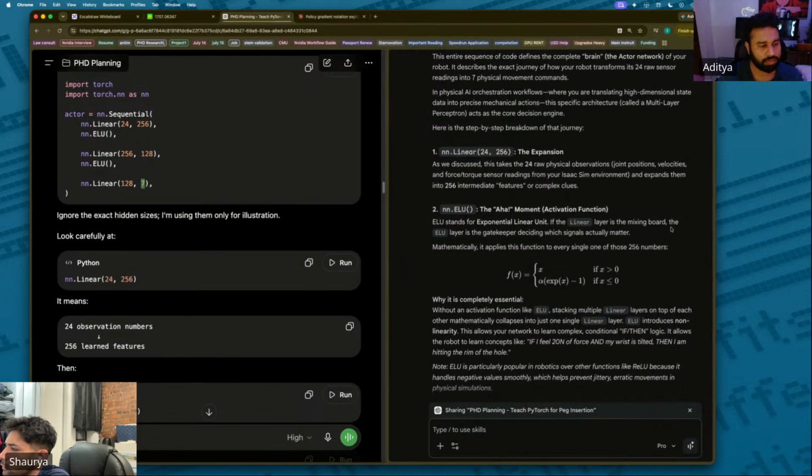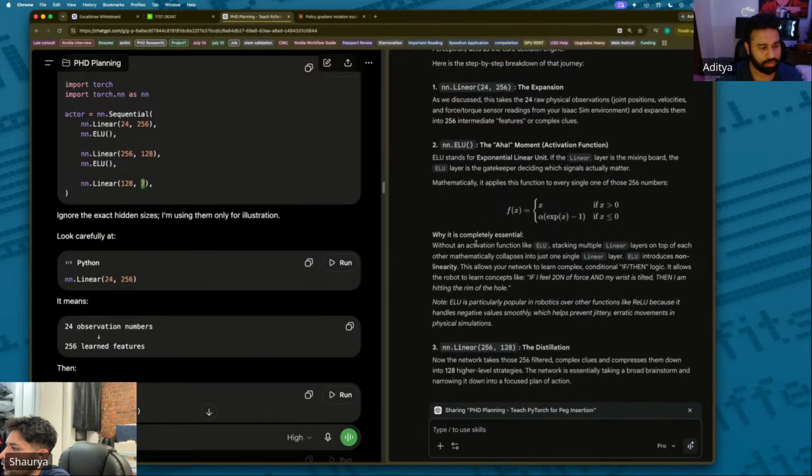If the linear layer is the mixing board, the ELU layer is the gatekeeper deciding which signal actually matters mathematically. It applies this function to every single one of those 256 numbers. Why it is completely essential: without an activation function like ELU, stacking multiple linear layers on top of each other mathematically collapses into just one single linear layer.